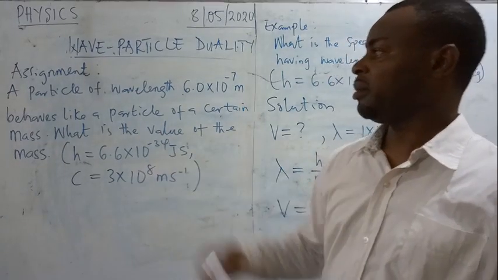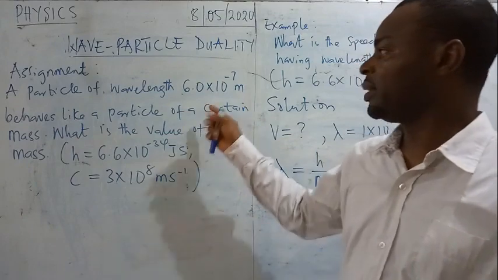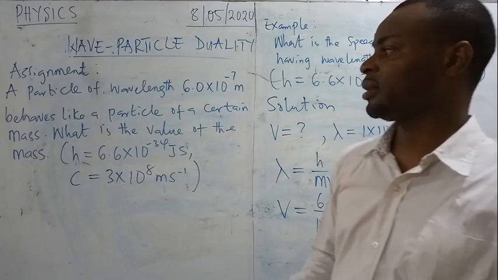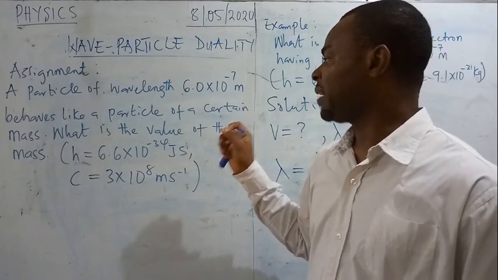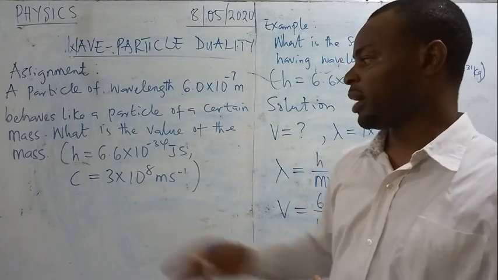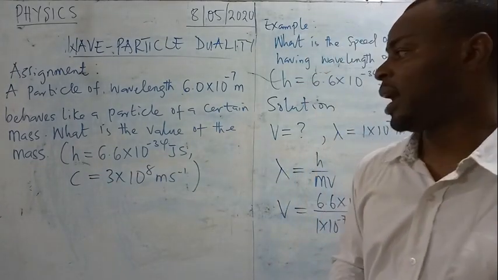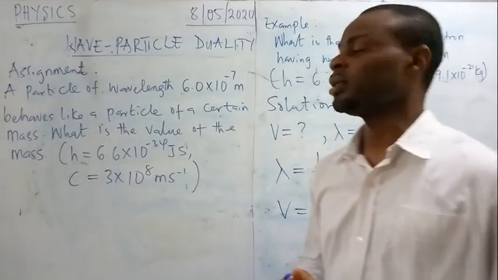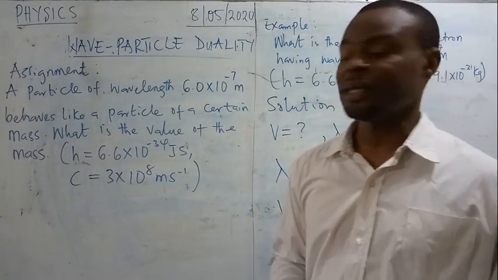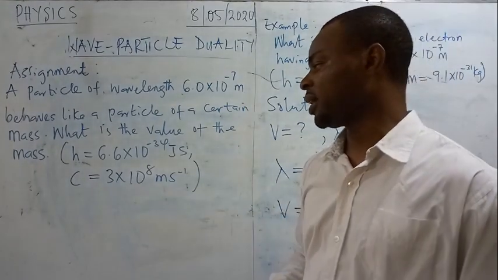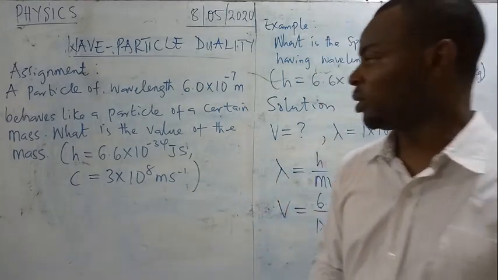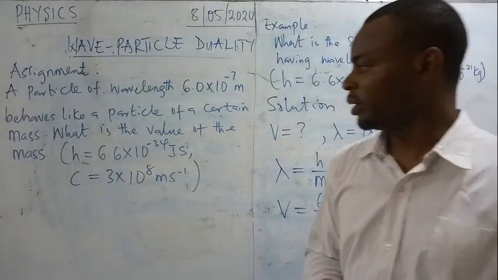Now let's look at the assignment. A particle of wavelength 6.0 times 10 raised to the power minus 7 meter behaves like a particle of a certain mass. What is the value of the mass? In bracket we have the Planck's constant as 6.6 times 10 raised to the power minus 34 joules second, and c is the speed of light, which is 3 times 10 raised to the power 8 meters per second. So you do that at home and submit to your parents. In the next class, we will solve it together and get the answer.